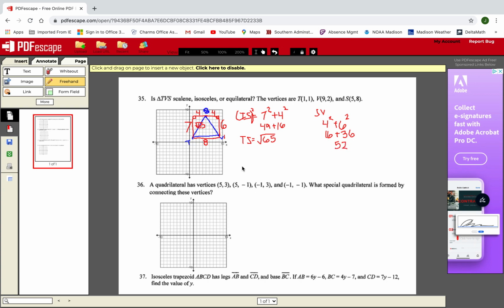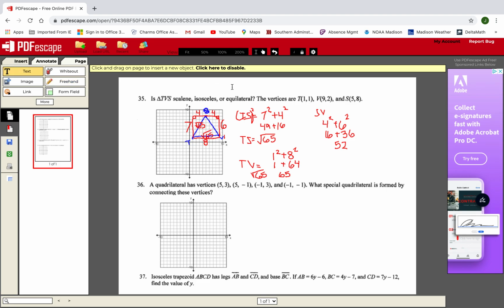Okay? So let's look at TV. For TV, we've got legs that are 1 and 8. So 1 squared plus 8 squared. 1 squared is 1, and 8 squared is 64. So this one will be. When you square the legs and add them together, you get 65. When you take the square root of both sides, we found out that TV is also the square root of 65. So we actually do have 2 congruent sides here. Sometimes it's worth doing the math and working your way through the Pythagorean theorem. Okay?